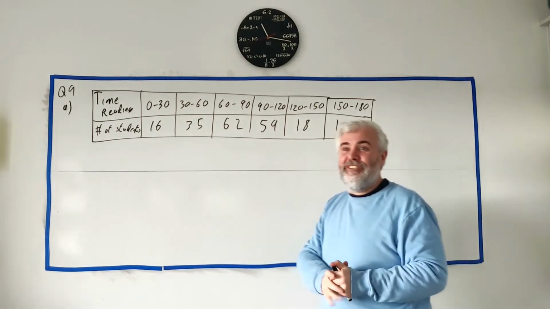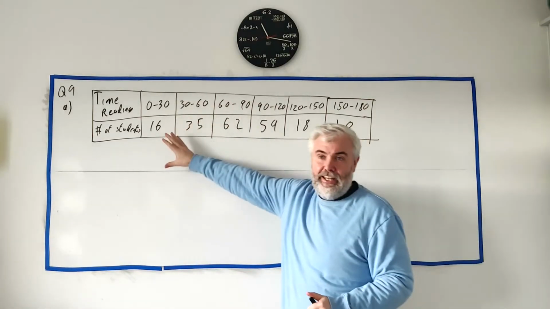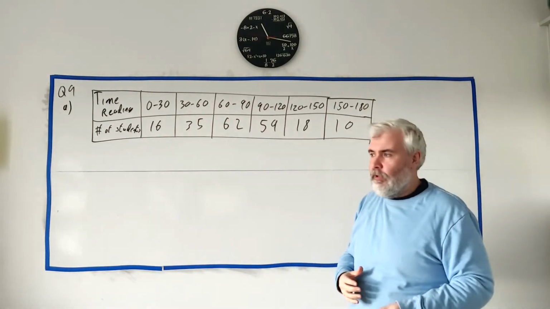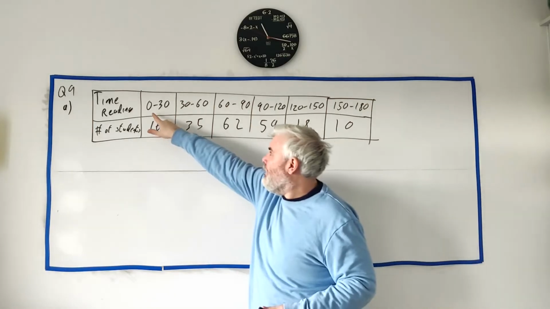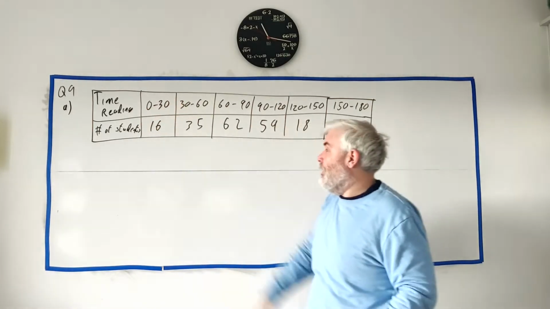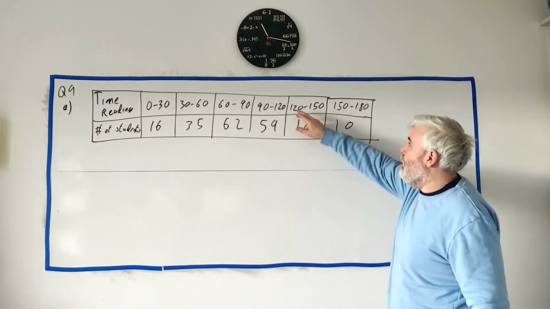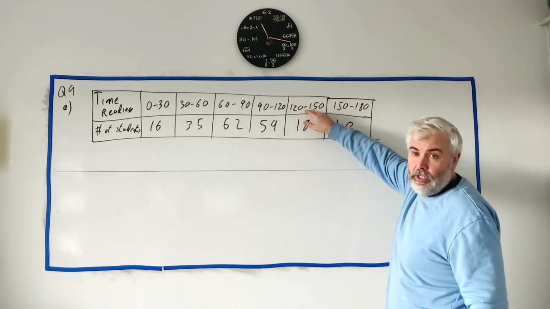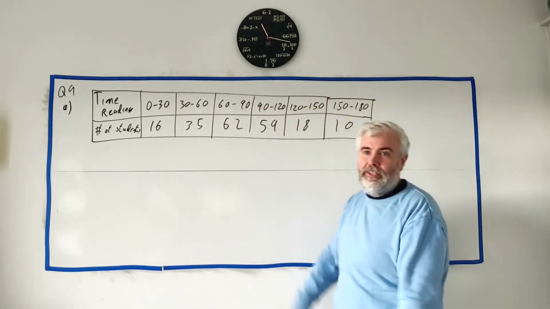So they've asked these students how often they read, and they got these answers. So if a student said they read for 22 minutes, they go into this bucket here from 0 to 30 minutes. If they said they read for 128 minutes, they go into this bucket here, and so on. And this is what they found.